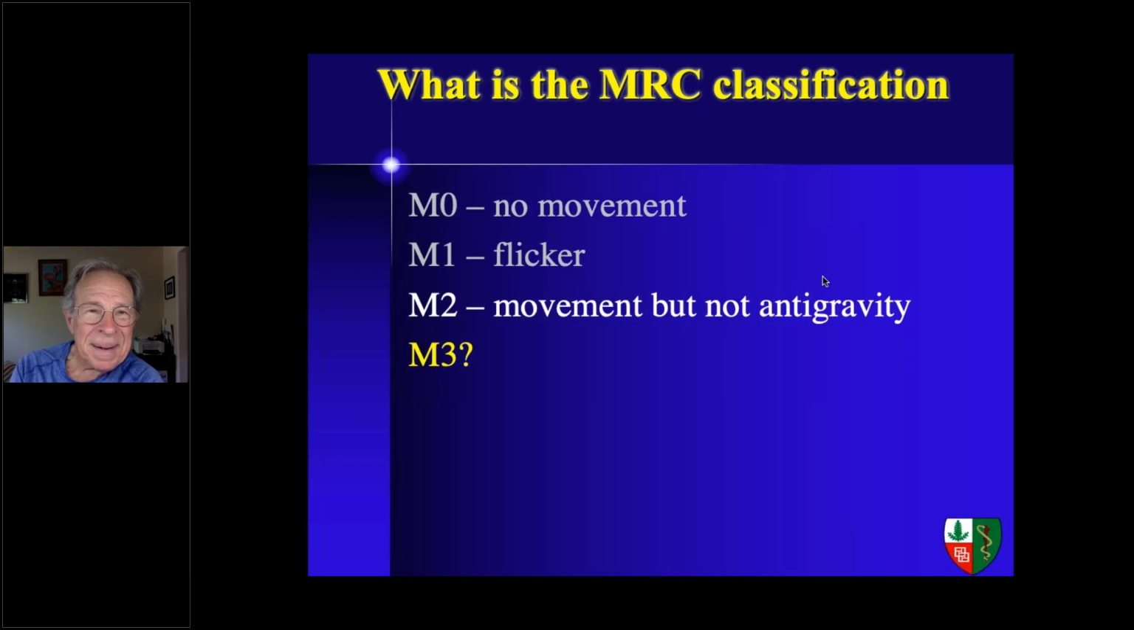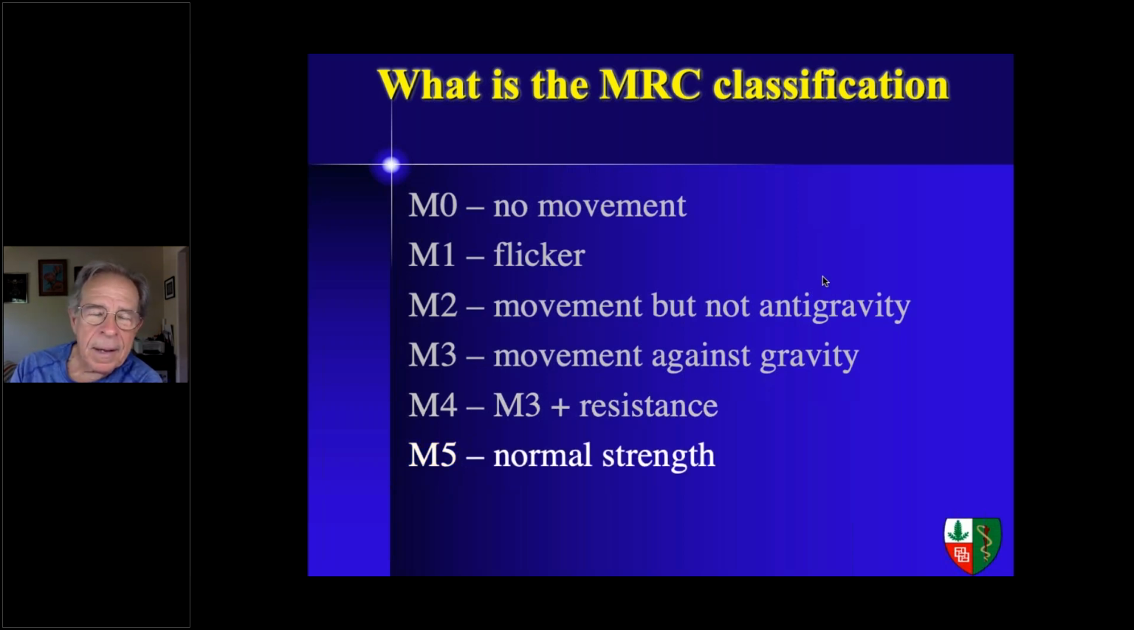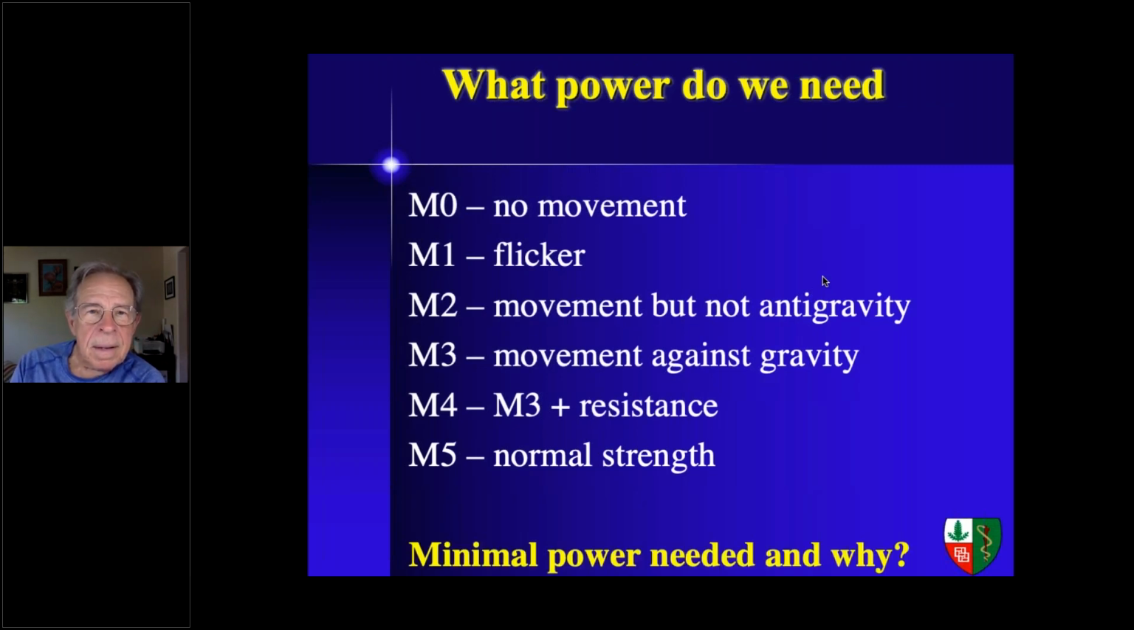M2 is movement but not strong enough to resist gravity, M3 means movement against gravity, M4 means you can do some work, you can resist some force, and M5 is a normal strength. So we can do our manual muscle testing and grade the various muscles according to this category. Keep in mind that there is a minimal power that's needed. And why is that?